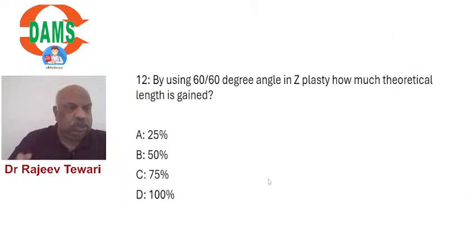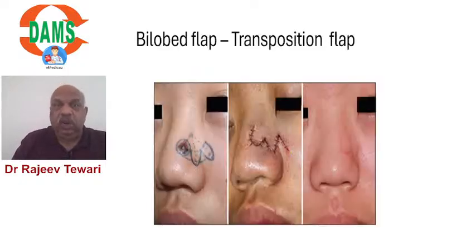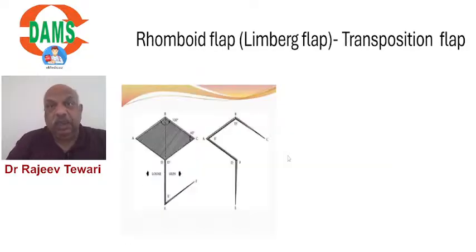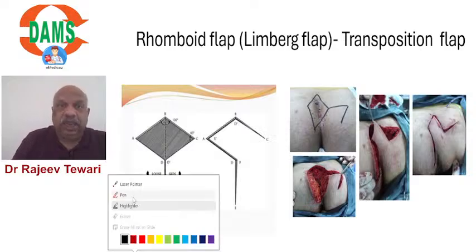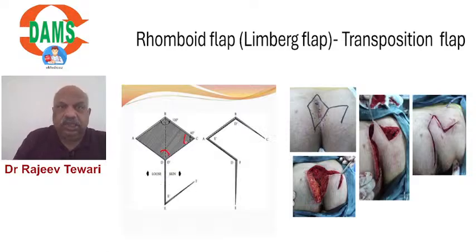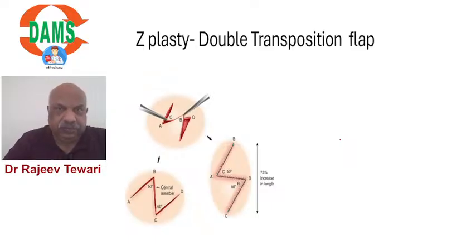So Z-plasty actually is to release contracture, make the tension less and gain some length. So if we take 60-60 degree, we get 75% length. See. So transposition flap examples are bilobed flap. This is a transposition flap. Another is rhomboid flap or Limberg flap. The angle we take is 120 degree and 60 degree, and all four limbs are equal in size. This is called transposition Limberg flap, and this is Z-plasty.